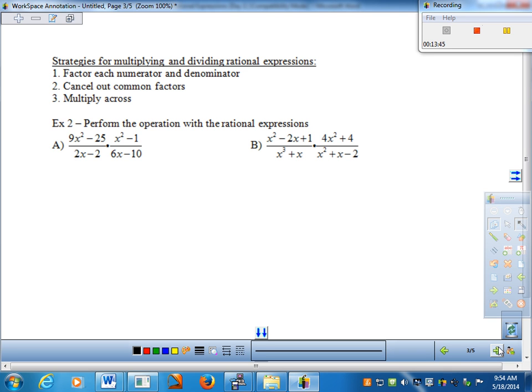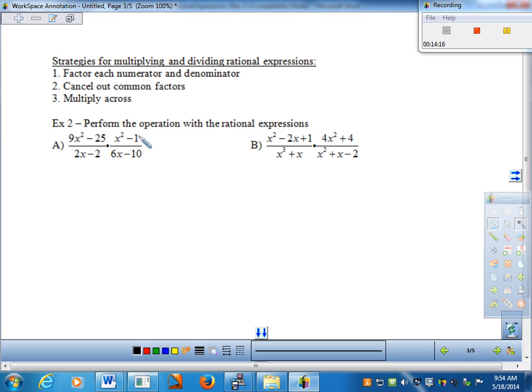So strategies, of course. Number 1, factor each numerator and denominator. Notice, cancel out common factors. And then if you remember working with fractions in middle school, we're multiplying just straight across once that's done. 2 and 3 theoretically can be switched, but you go with what works for you. This shouldn't be old news. Okay, here we go. So I've got this rational expression times this one.